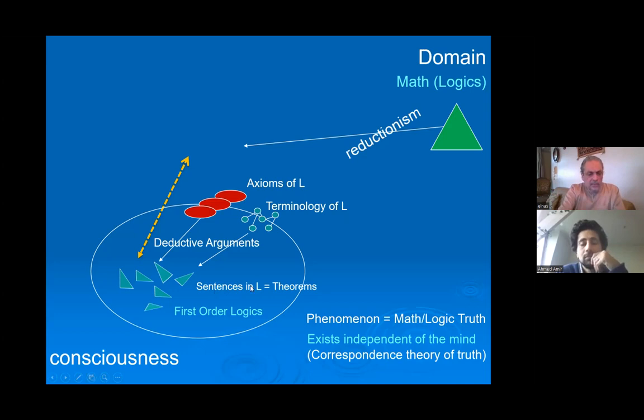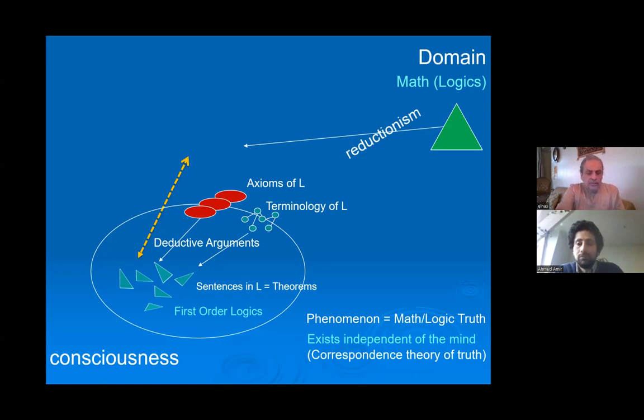So you have sentences in L, which are theorems, you have axioms, you have deductive arguments. And in the beginning of the last century, this was all done using the so-called first order logics, which was the first step in mathematical logics. It's the first step of formalization, which was invented by Frege and then developed further by many researchers, including Russell and the Vienna Circle.